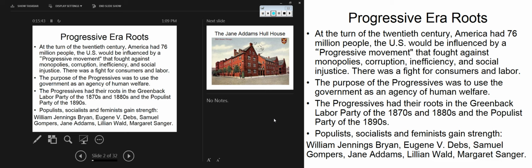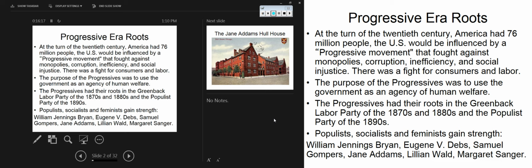William Jennings Bryan, your most well-known and largest ranking populist in this era. He's nominated on the Democratic ticket in the election of 1896. He'll run for president in 1904. He'll run for president in 1908. He'll become Secretary of State under Woodrow Wilson. So we've got William Jennings Bryan.